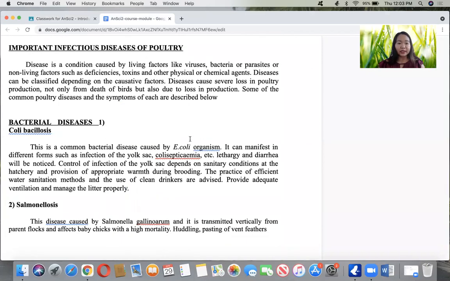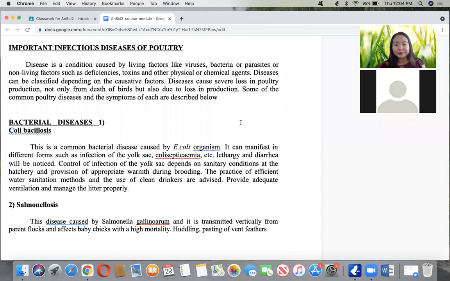And so these are the important infectious diseases of poultry. When we say disease, it's a condition caused by living factors like viruses, bacteria, parasites, or even non-living factors such as deficiencies, toxins, and other physical or chemical agents. And they are classified based on the causative factors, like for bacterial diseases.